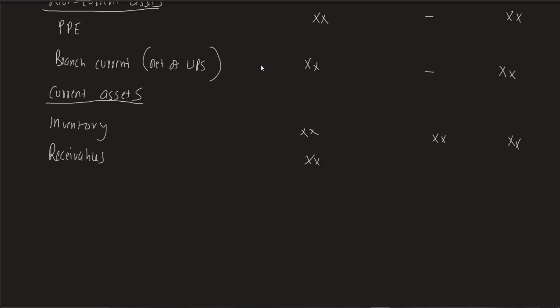Receivables for the head office, for the branch, we add the two, we get the combined. Next we have bank or cash. We have for the head office, for the branch, and the combined. And next we have cash in transit. Cash in transit we have for the head office, for the branch, and the combined.